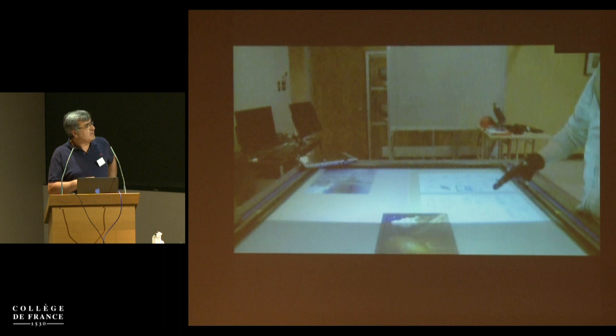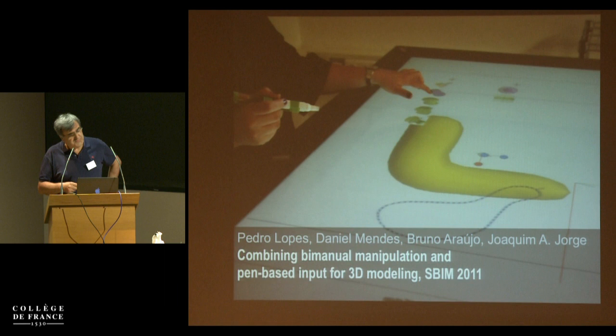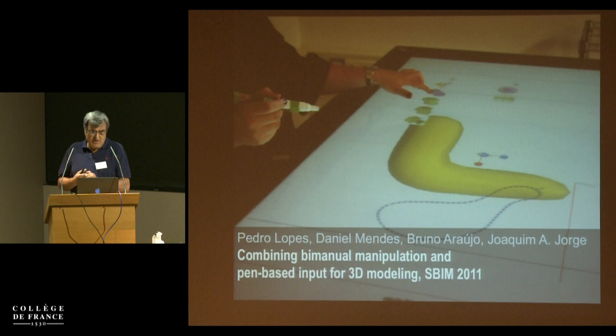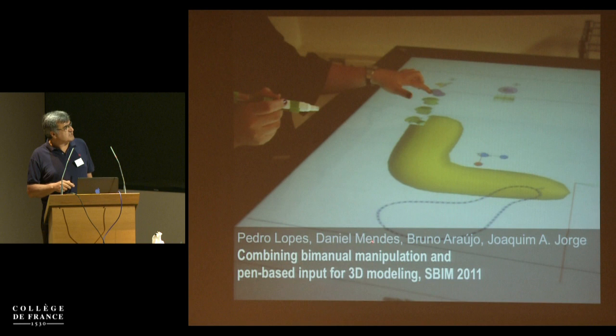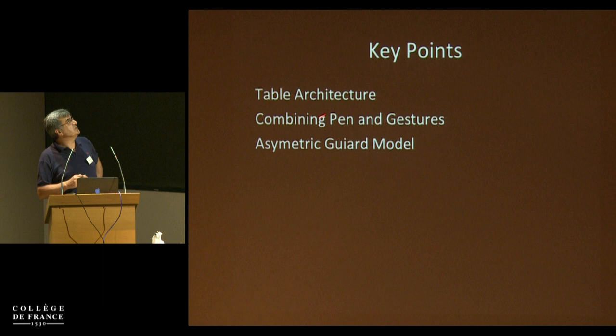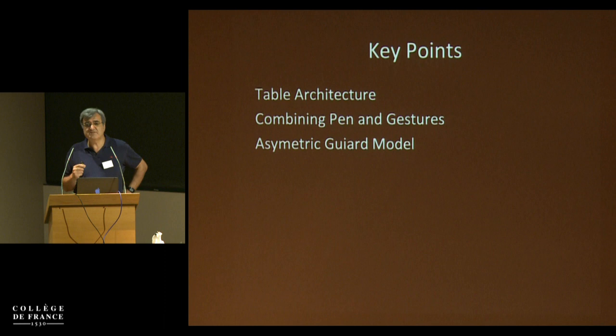And next we wanted to figure out what we get if we integrate that idea of going beyond one hand and going into two hands. What can that get you in terms of graphical interaction? So we took Ryan Schmidt's program, ShapeShop, and did a bimanual version of it. The idea was to explore the interaction space here. The key point is that table architecture is key to this. You can combine pen and gestures, and you can use a nice French result by a guy called Guiard, who developed this two-handed asymmetric model.